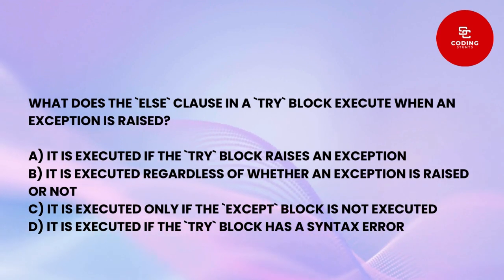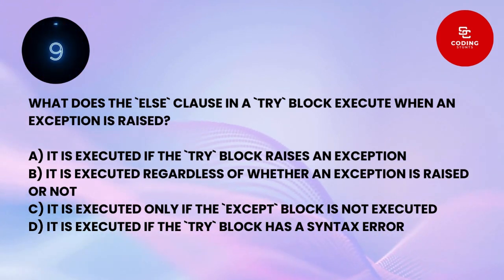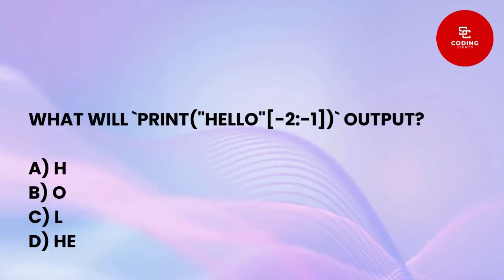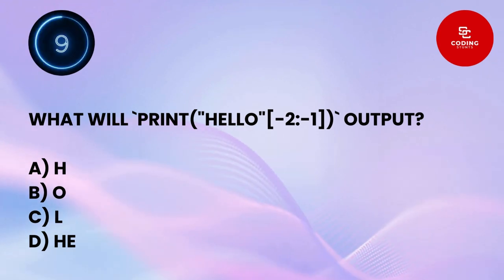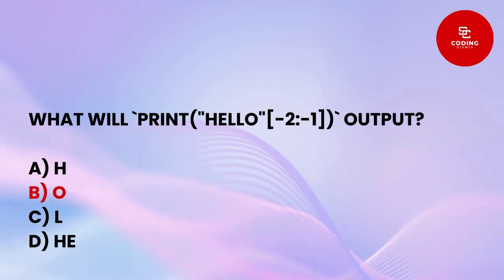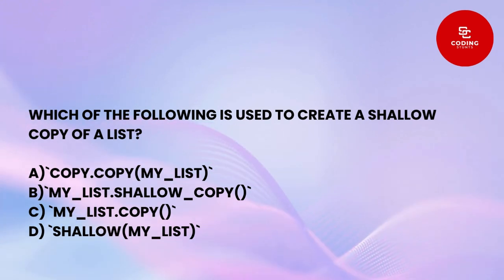What does the else clause in a try block execute when an exception is raised? What will... Which of the following is used to create a shallow copy of a list?